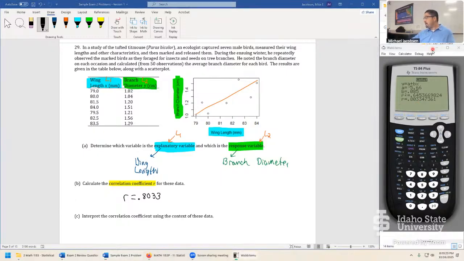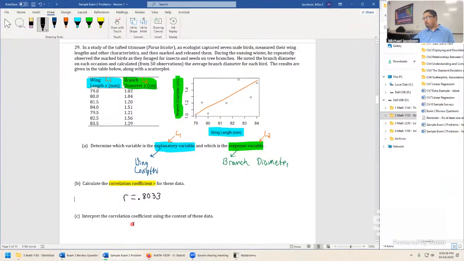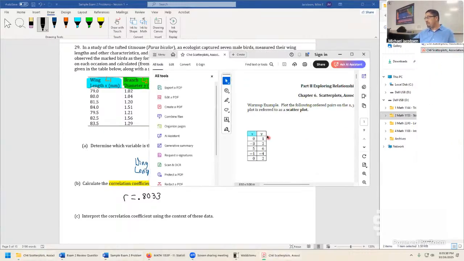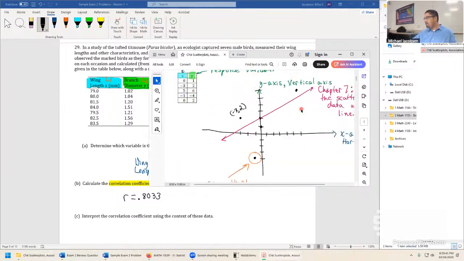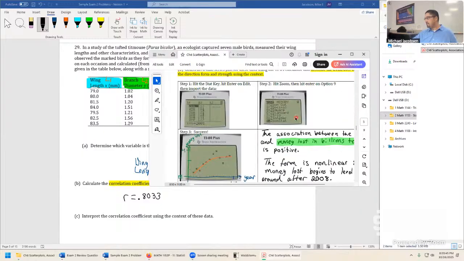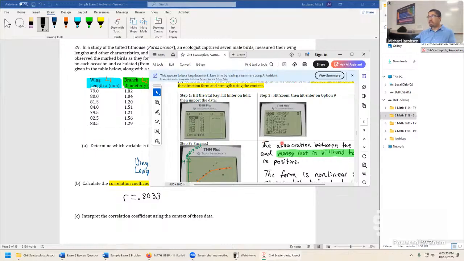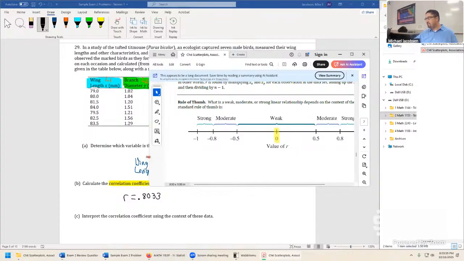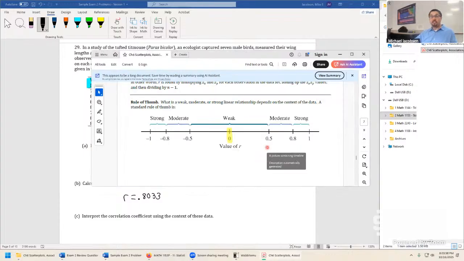Then this is something else you might want to have on your notes. We're going to interpret the correlation coefficient using the context of the data. So you want to say, is that a weak, is that a moderate, or a strong correlation? So go back to chapter 6, and in chapter 6, there's a scale somewhere down here. Oh, that's the calculator step-by-step guide if you want to see how to reproduce a scatter plot. And finally, down here, we took a lot of time in this section. Here's the scale that we're looking into.